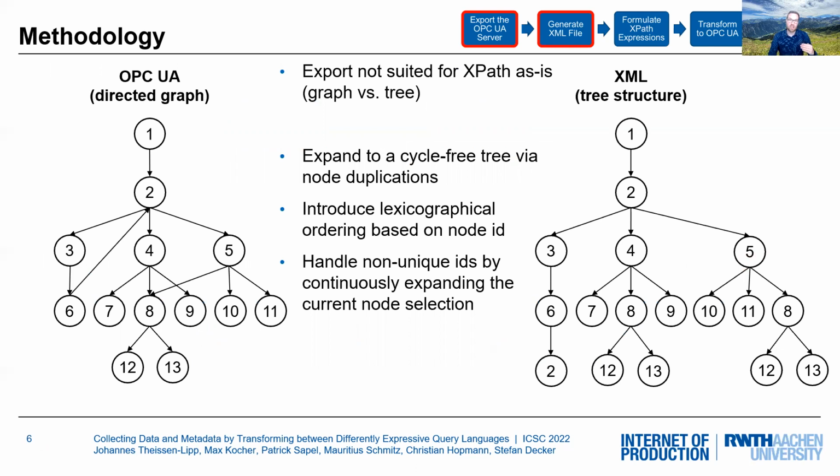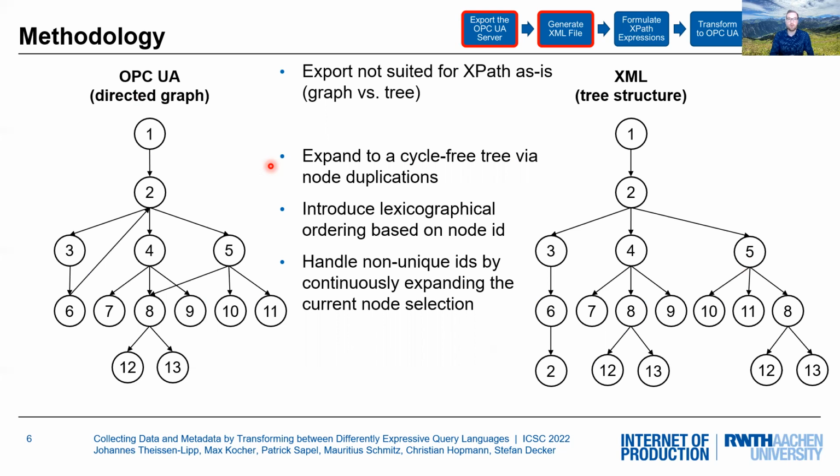It first starts with a challenge, because the OPC export is a directed graph, and therefore it is not suited as is for XML, because XML is a tree structure. So we expand every node that is in some cycle to a completely new subtree. So basically we copy entire subtrees, so that we expand the graph to be able to represent it in a proper XML document. And then there's another challenge, because nodes in XML are usually ordered, while in OPC they are not.